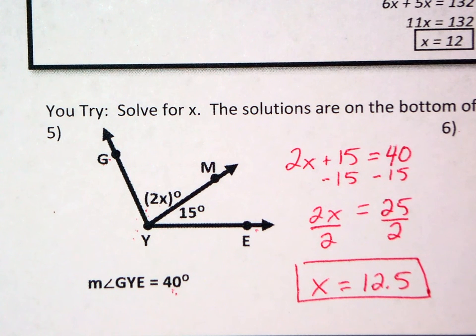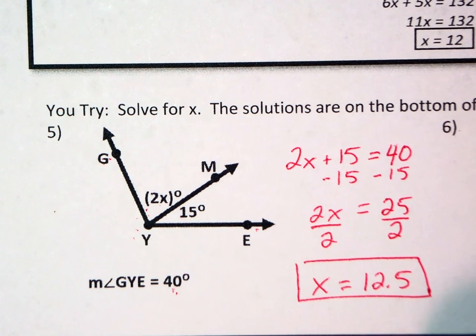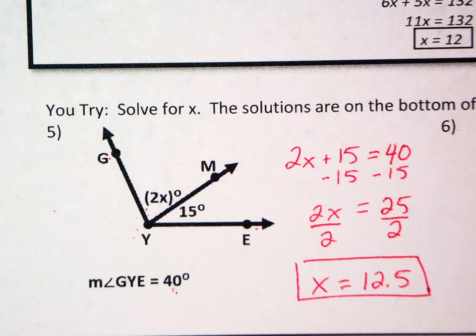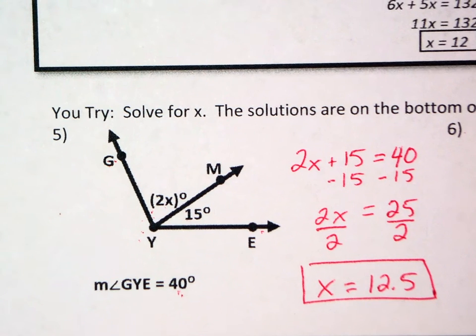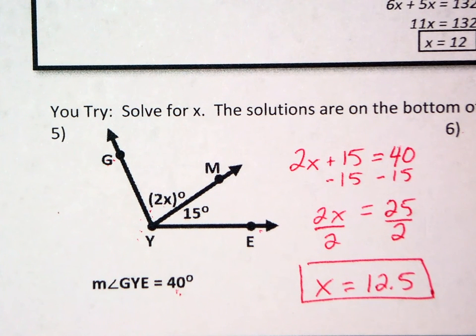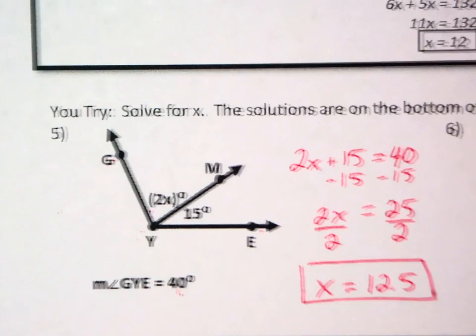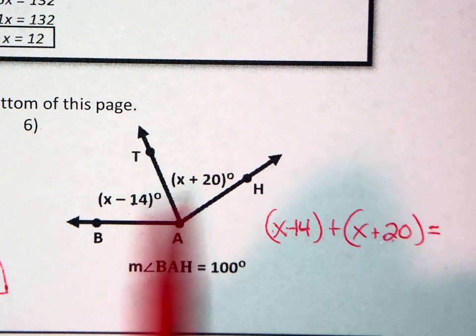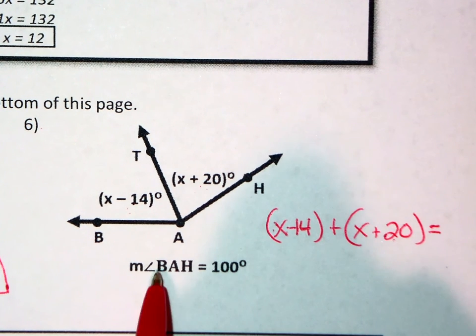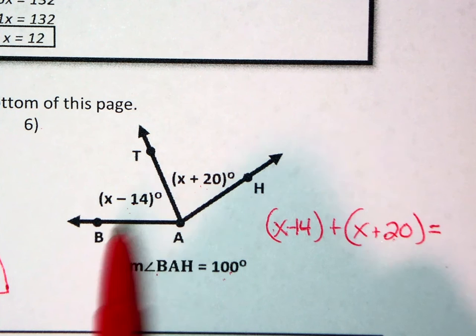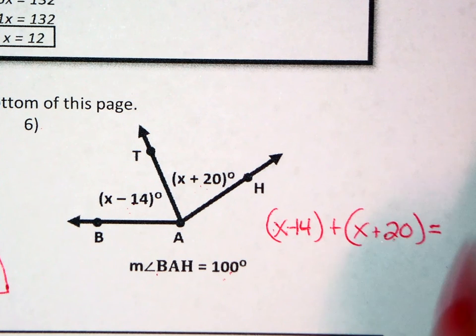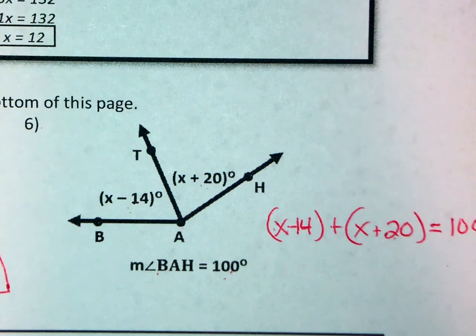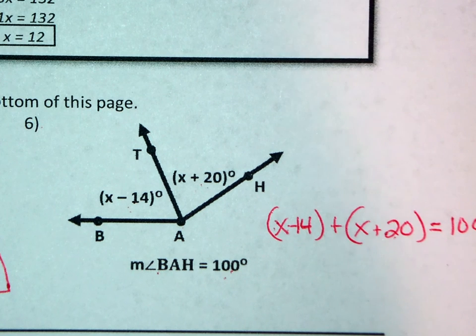Problem number 6 is done the same way. The only difference is problem 6 has two expressions that we will need to add together. In this instance, these two expressions, which come from the two angles, need to add up to 100 degrees, because BAH is 100 degrees. And again, you can combine like terms and solve for your value of x.